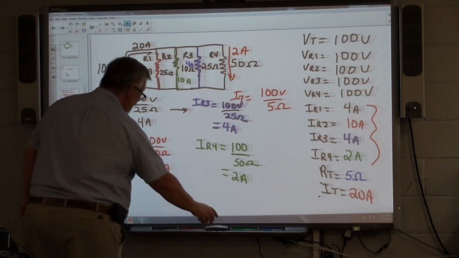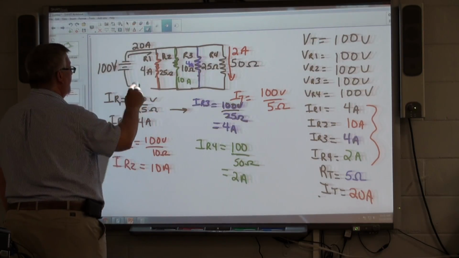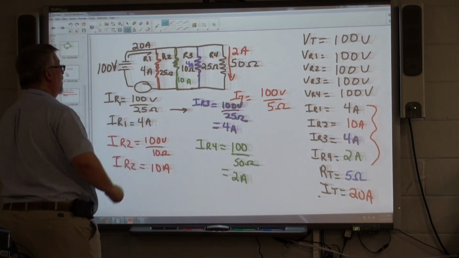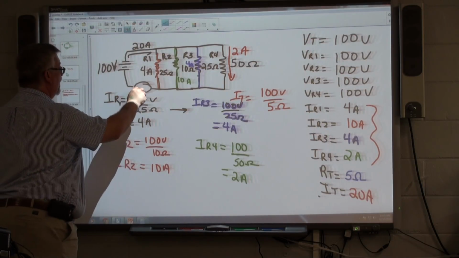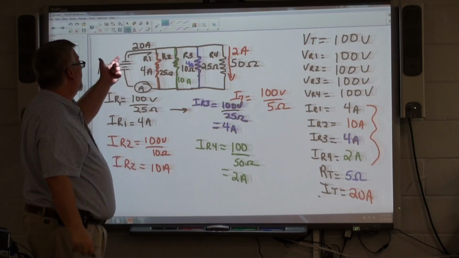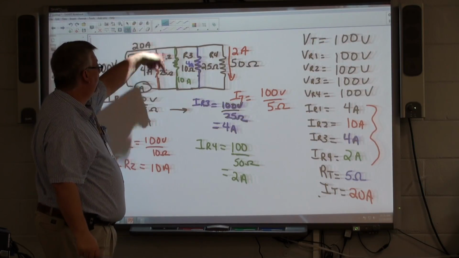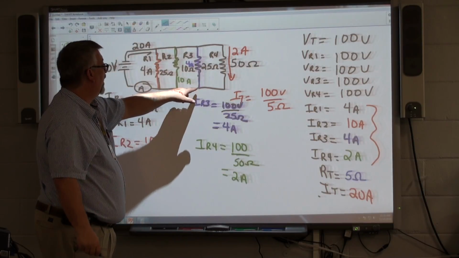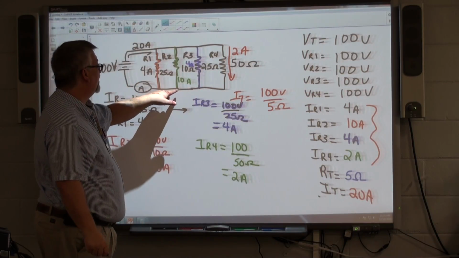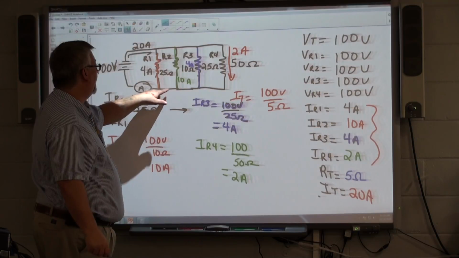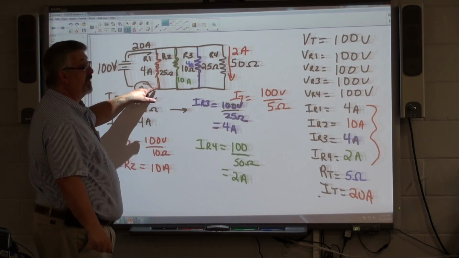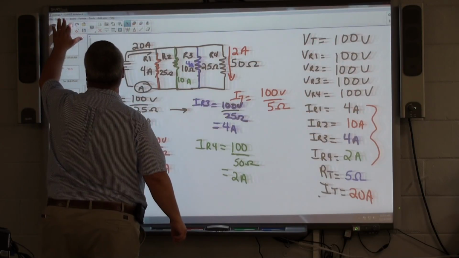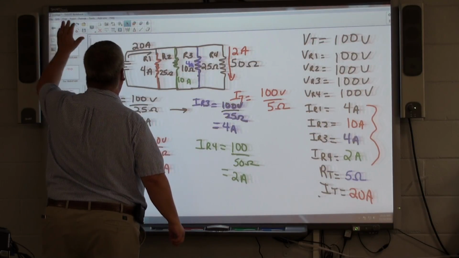If I were to insert, let's play ammeter insertion here. If I inserted an ammeter right there, what am I going to read? 20 amps, because we've got 20 amps coming, it splits. 2 amps combined with 4 amps right here, that 6 amps combines with the 10 amps right here, and then that 16 combines with the 4, giving us 20. So yeah, we would read 16 amps there.